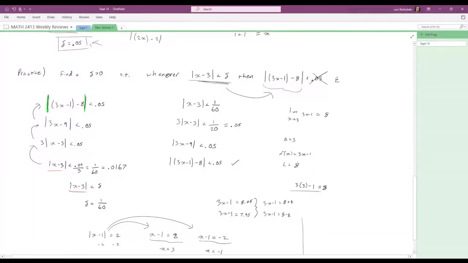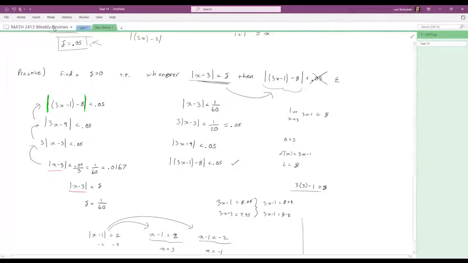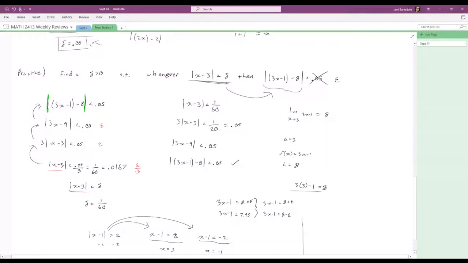Saying delta is equal to epsilon over 3. All right, cool, cool. I would actually agree with that. The easiest way to see that is instead of putting 0.05, we can just put epsilon wherever we see it. So instead of having 0.05 over 3, it would be epsilon over 3 instead. Our delta would be in terms of epsilon. Again, we could verify it.